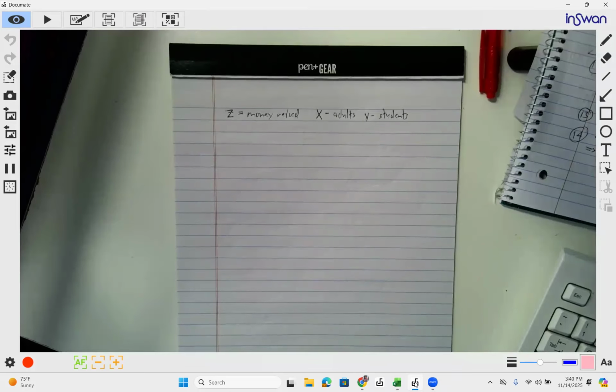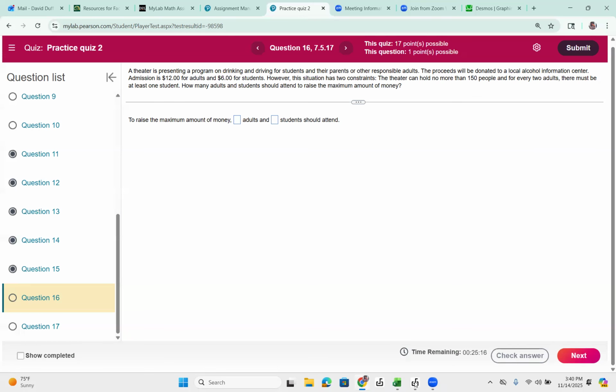I'm basically identifying my variables, right? So we're looking for total money raised, and we have X as adults, Y as students. They tell us admission is $12 for adults and $6 for students. So what they're doing is giving us the objective function. When you do these problems, they're going to give you the objective function first.